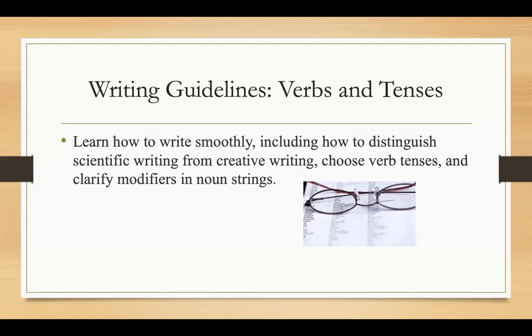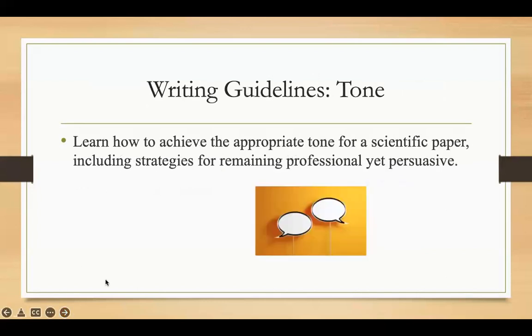So learn how to write smoothly, including how to distinguish scientific writing from creative writing. Choose verb tenses, and clarify modifiers in nouns, noun strings, etc. Nowadays, you don't write he or she, you write they. So wherever you come across he or she, just write they, in the current APA edition.